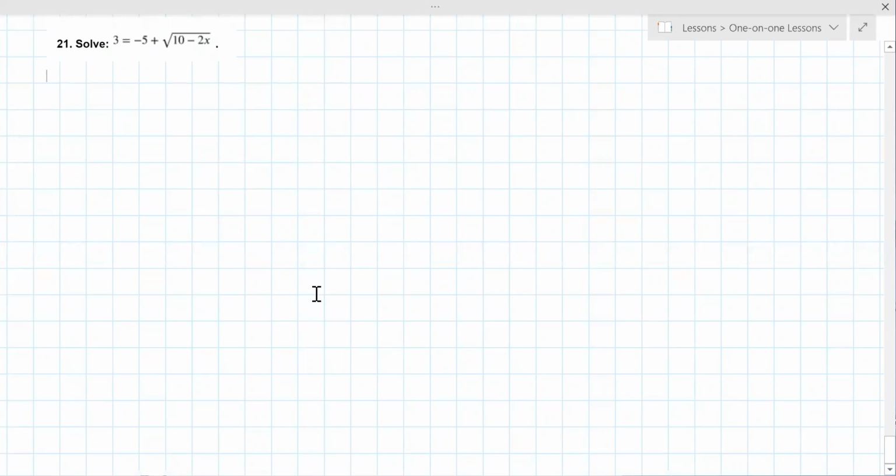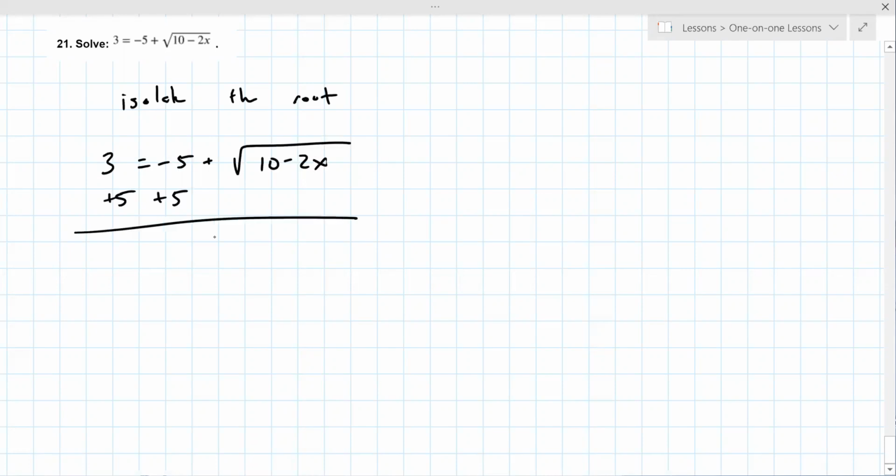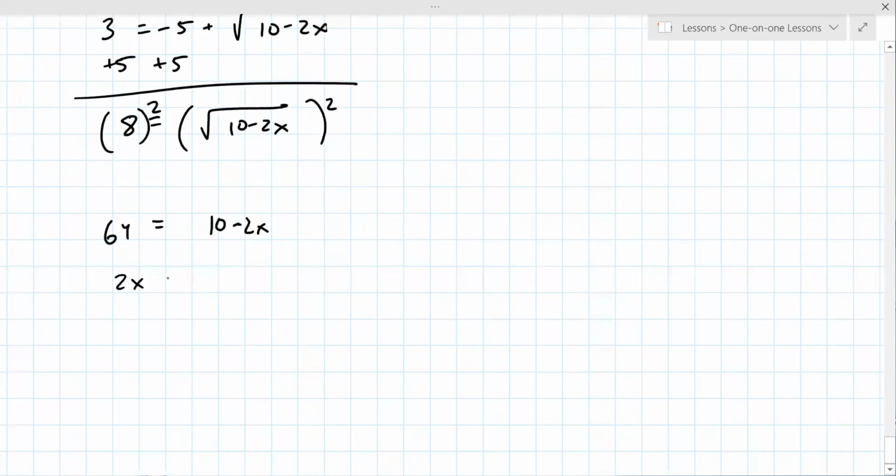Solve 3 equals minus 5 plus square root of 10 minus 2x. You need to isolate the root, which means you're going to move the 5 over to the other side of the equation. So you add 5: 8 equals square root 10 minus 2x. Then you square both sides. 64 equals 10 minus 2x. And you move some things around. You get 2x equals minus 54, x equals minus 27 when you're done solving that.